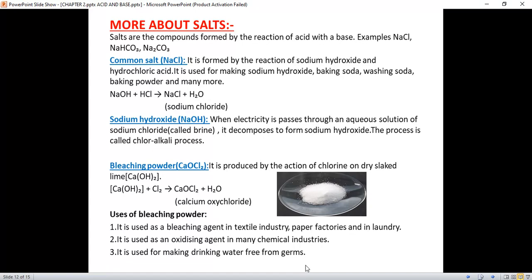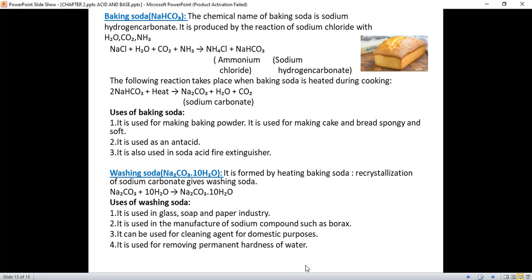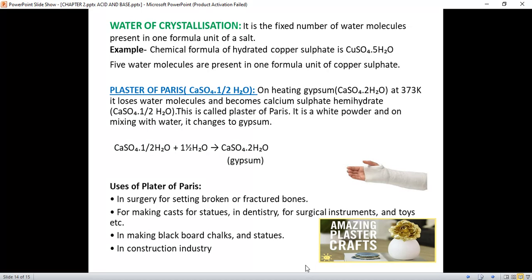About sodium hydroxide also we have read. About bleaching powder and its uses we have read. About baking soda and its uses we have read. About washing soda and its uses we have read. Next, we have read about water of crystallization. And the last topic of this chapter is plaster of Paris. What is the formula of plaster of Paris? CaSO4.½H2O and the chemical name is calcium sulfate hemihydrate.